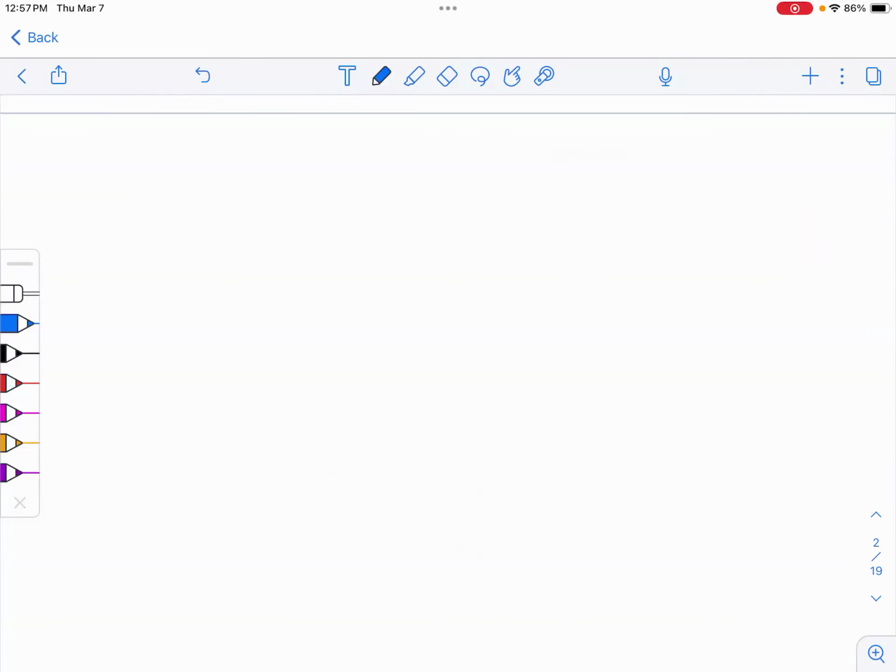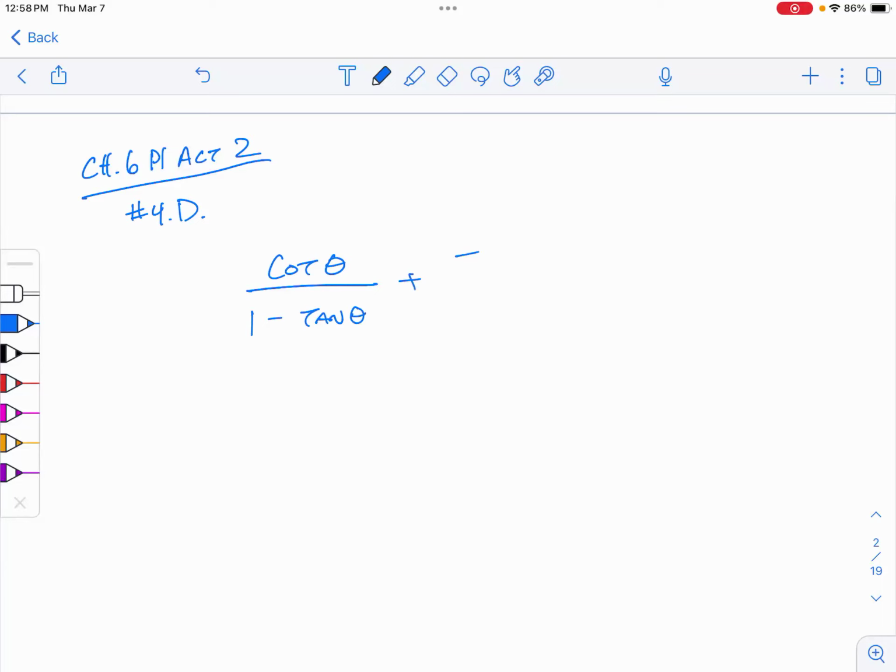All right, read it out to me. Cotangent over 1 minus tangent. Hold on, wait, start chapter 6. 1, act 2, 1. Read. Number was 4D. Okay, now I'm ready. Cotangent over 1 minus tangent, and then plus tangent over 1 minus cotangent equals 1 plus cotangent plus tangent.